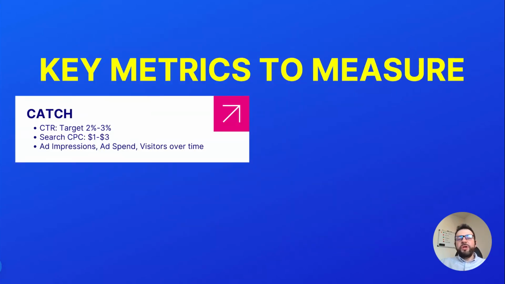So what are the metrics that we want to follow in this catch, connect, close, continue? In the catch, we're looking at click-through rates, with a target of about 2-3%, and cost per click, with a target of about $1 to $3. You also want to check over time how many impressions you are getting, how much you are spending, and how many visitors you are getting.